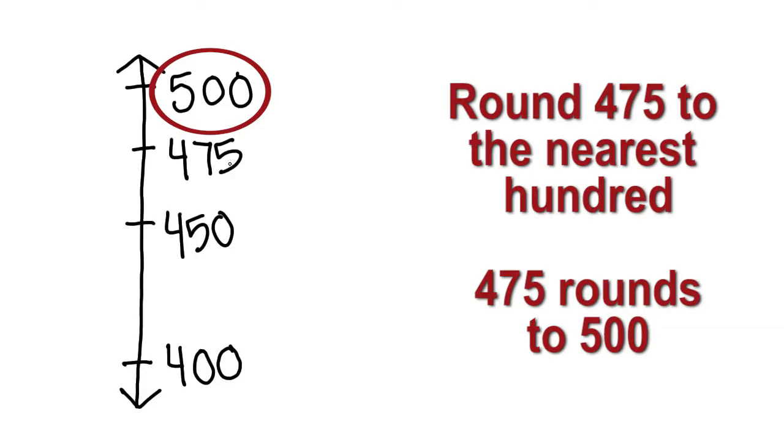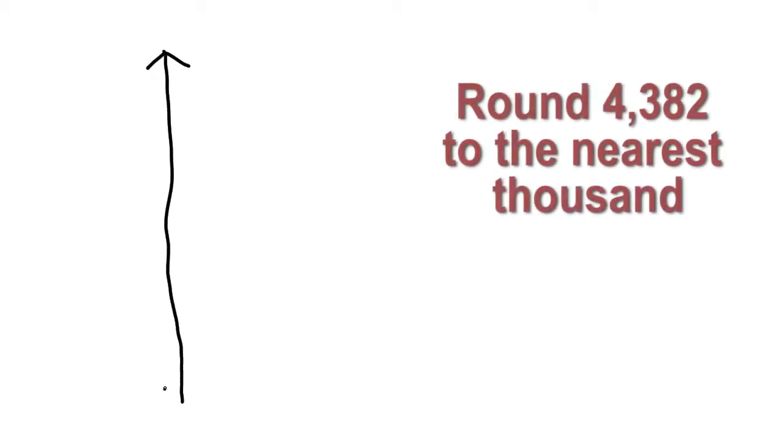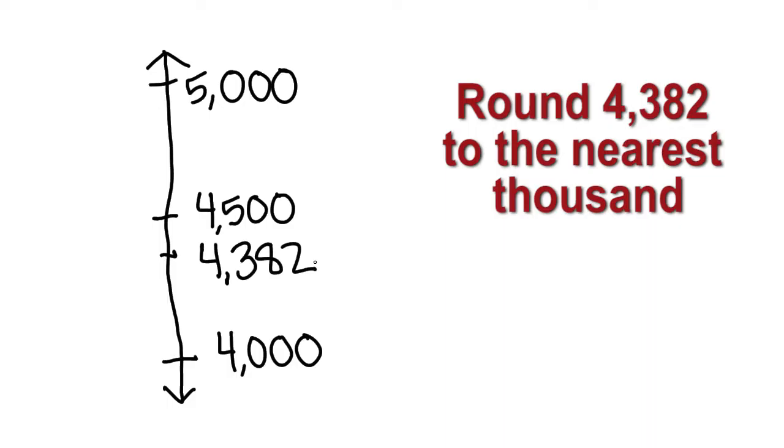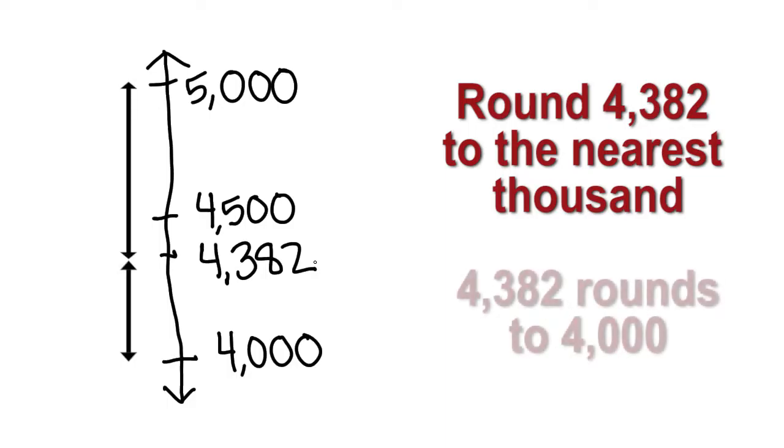Now we can extend this practice with a number even greater in value. The next number we will round is 4,382 to the nearest 1,000. I mark 4,000 and 5,000 on the number line. I also need to mark my halfway point of 4,500. This helps me more visually see what numbers my number would fall between on the number line. I place 4,382 below 4,500. I then can see that 4,382 is closer to 4,000 than 5,000. Therefore, my number rounds to 4,000.